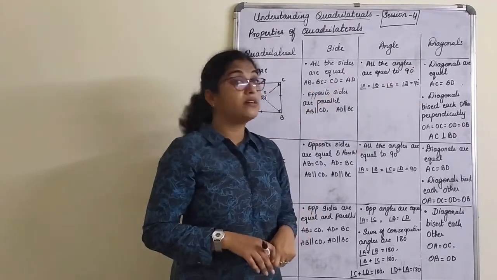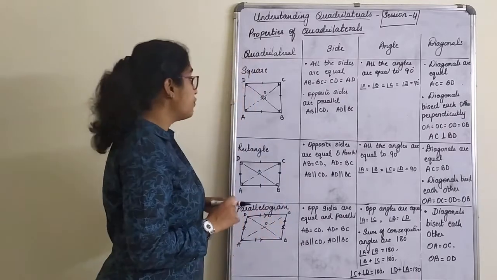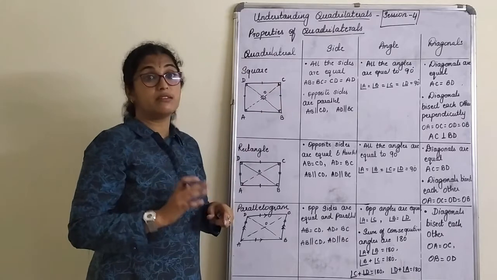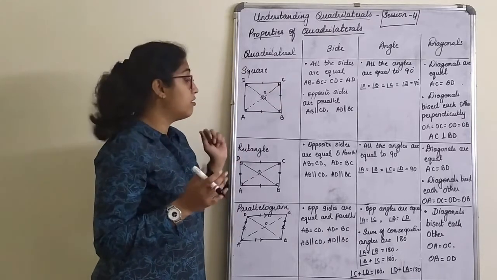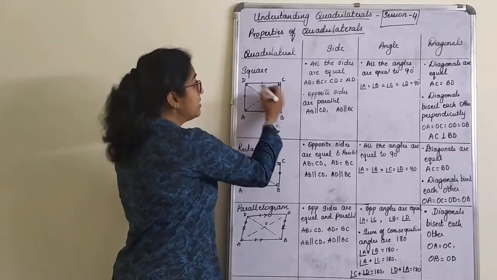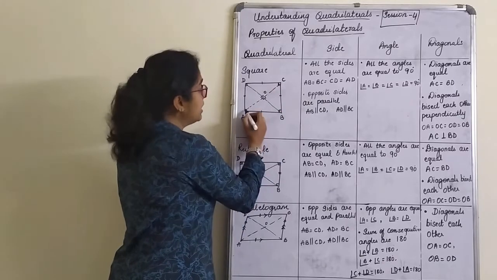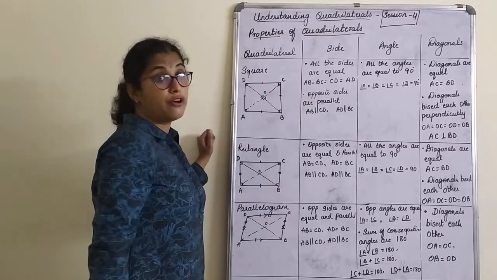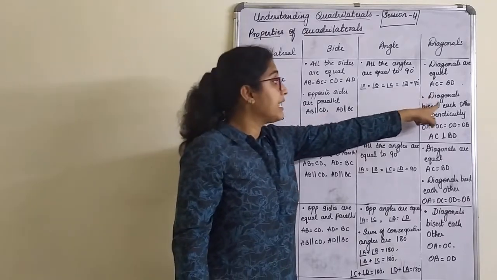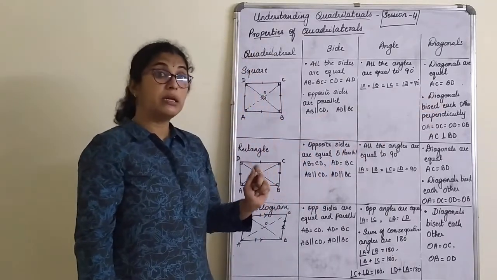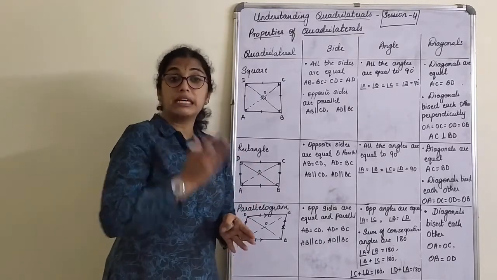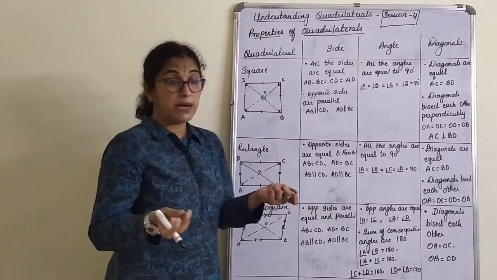Now carefully observe the diagonal property. We know what is a diagonal. The line joining the opposite vertices of a quadrilateral is called a diagonal. Diagonals of the square are equal, that is measure of AC is always equal to measure of BD. Then diagonals bisect each other perpendicularly. Bisecting each other means cutting each other into equal parts.